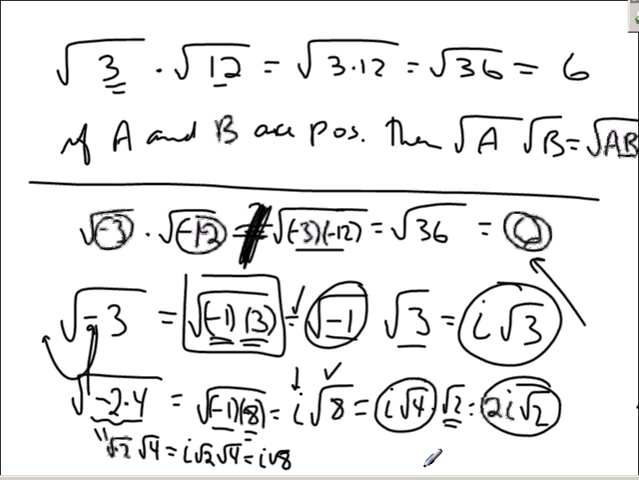So, if you have two negative numbers being multiplied underneath the square root sign, you cannot separate them. If one or none are negative, you can break them up. If you have the square root of a negative number times the square root of another negative number, that is not the square root of the product.